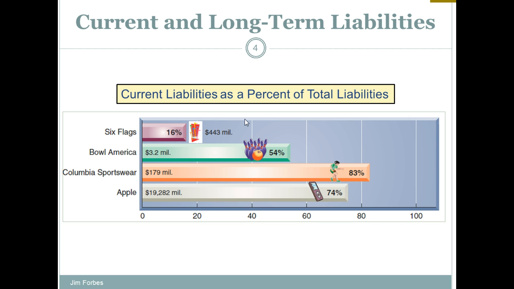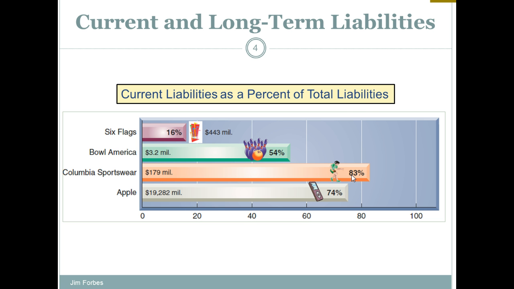Current liabilities can be a huge component for companies because they're financing their inventory, their accounts payables through trade credit, and so it can be significant. And here they're talking percentages. As you can see, like Columbia Sportswear, it's over 80% of their liabilities. So it's a large component of corporate financing.